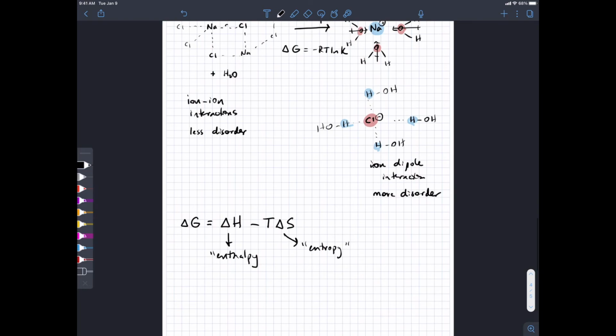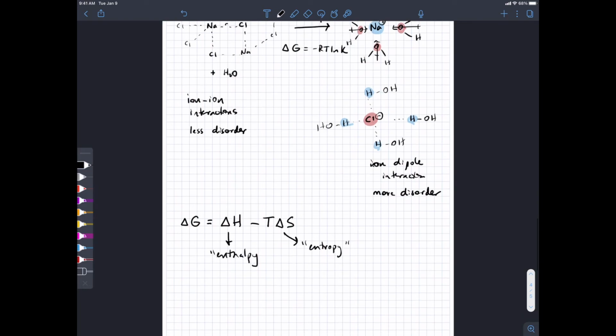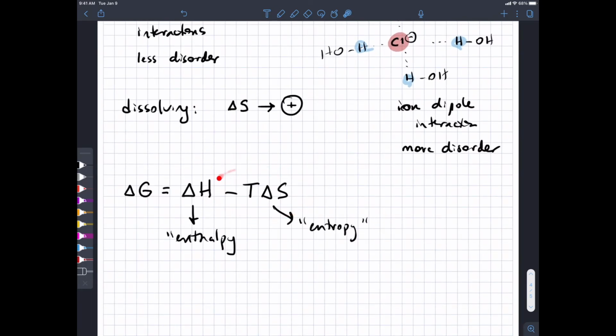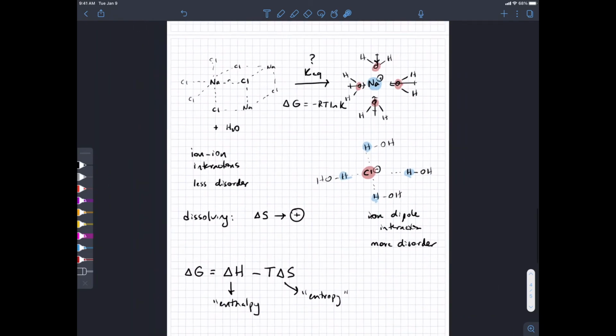Okay, so that would mean that for dissolving, as we've talked about here, we would predict that delta S is positive. The effect that has on free energy, because it's minus T delta S, is that a positive delta S makes the free energy move in a negative direction, towards more favorable.